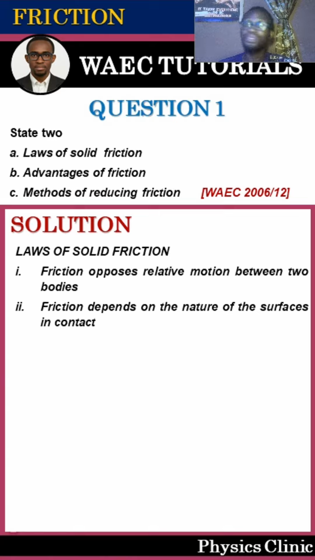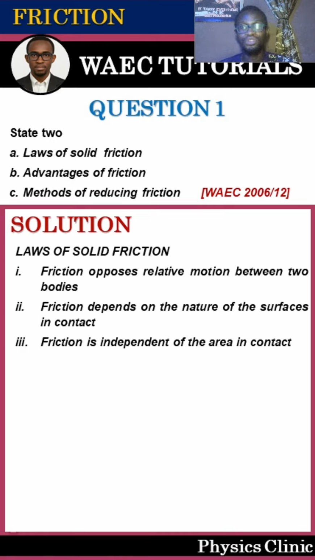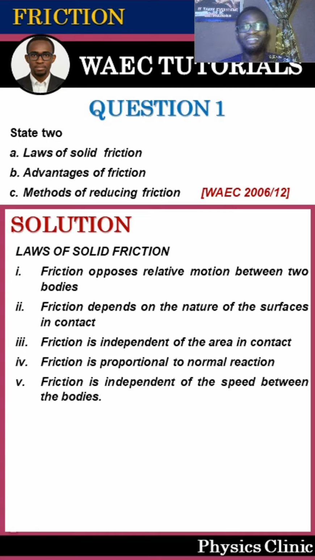Now, they say we should state 2, but I will give you more than 2 so that you can pick any 2 of your choice. Friction is independent of the area in contact. Friction is proportional to the normal reaction. And the last one is what? Friction is independent of the speed between the bodies.